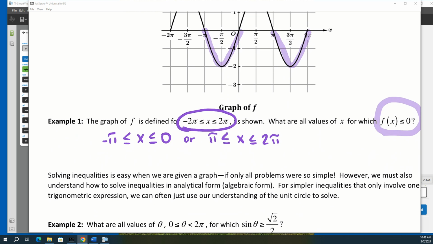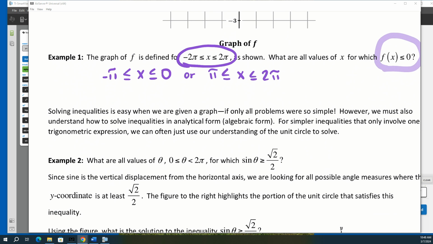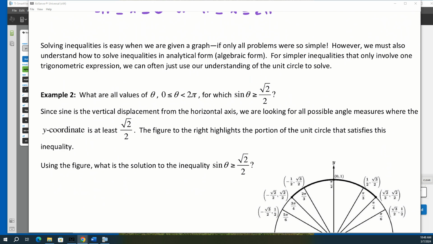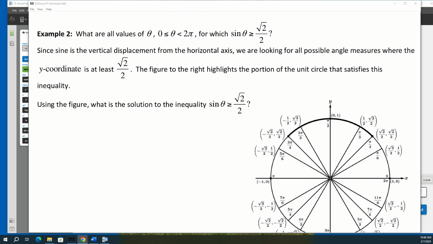Okay, so it's easy to do it from the graph. Y'all could do that all day long. But we're going to need to be able also to do it from the algebraic expression. And so for example 2, we're going to give all the values between 0 and 2 pi. And in this case, we're not including 2 pi. Where the sine of theta is greater than the square root of 2 over 2.